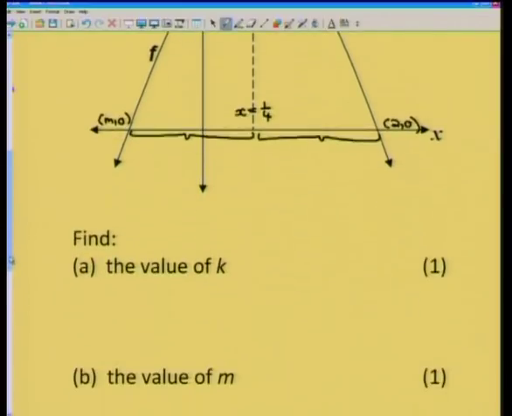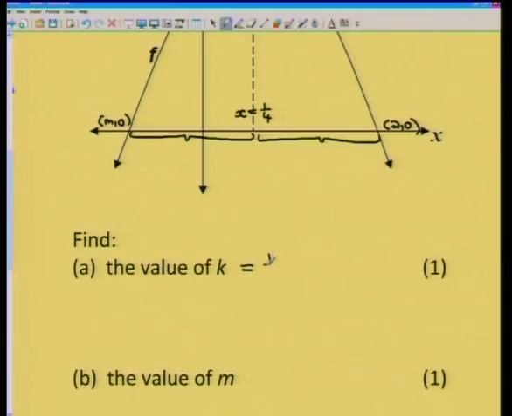Right, so let's fill that in on our instructions here. So k is equal to 1/2, and the reason would be from symmetry.